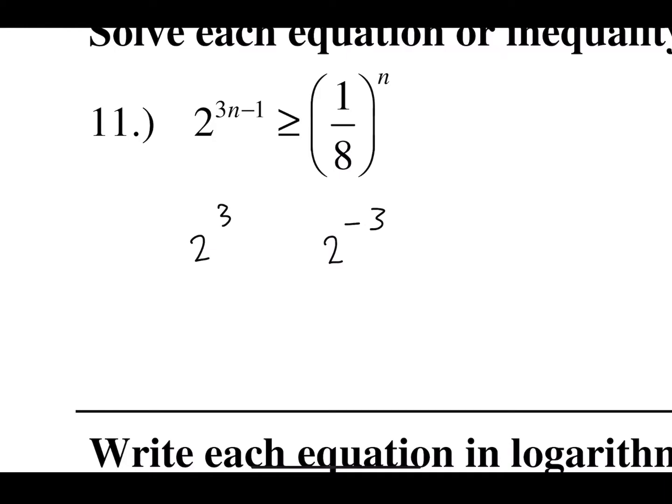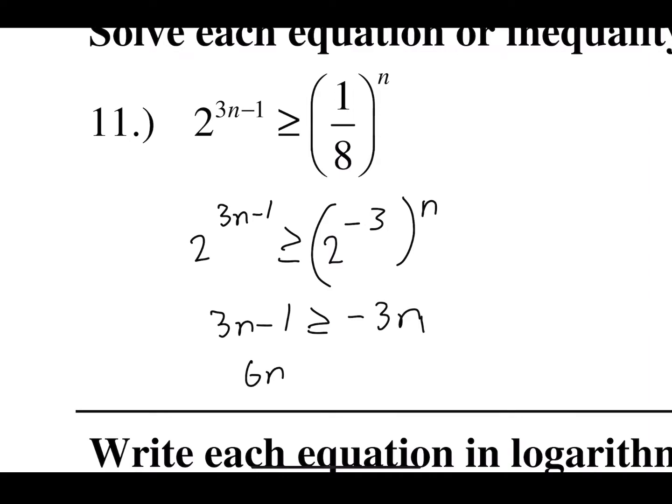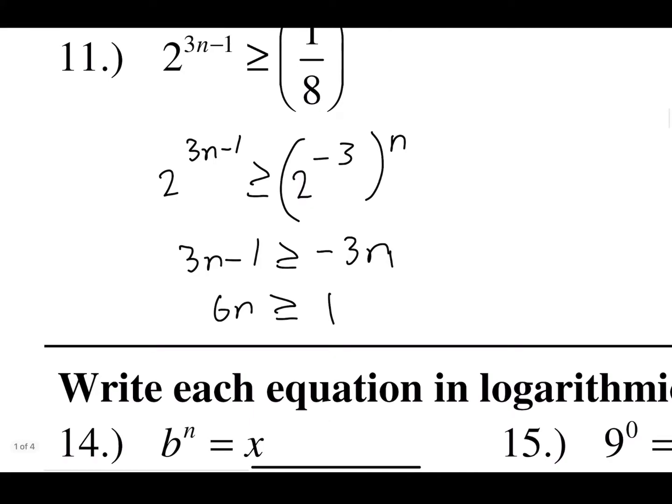And 2 to the 3n minus 1 is greater than or equal to 2 to the negative 3, and it's originally raised to the power of n. Negative 3 times n is just negative 3n. So we have 3n minus 1 is greater than or equal to negative 3n. I guess add 3n to both sides, we get 6n. Add this 1 to the other side, we have greater than or equal to 1. Divide both sides by 6, and we have n is greater than or equal to 1/6.